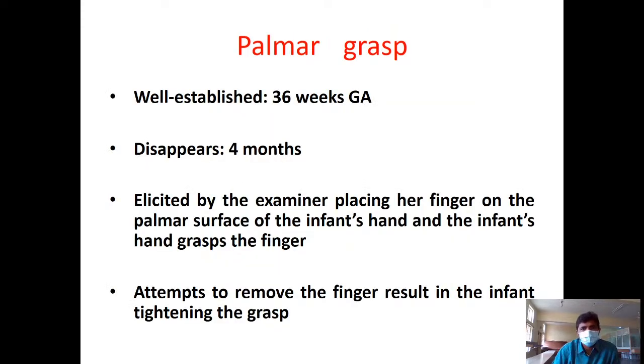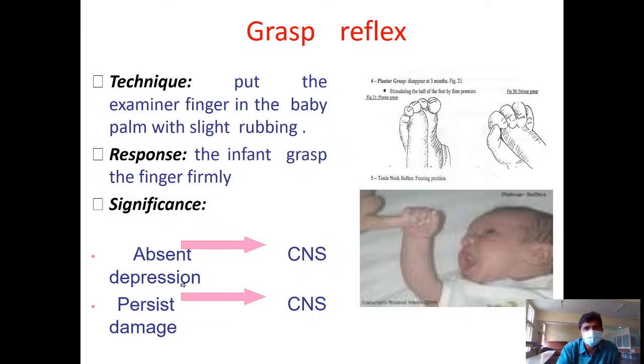Then coming to the palmar grasp, it is well established by 32 to 36 weeks of gestation and disappears by 4 months. It is elicited by the examiner placing a finger on the palmar surface of the infant's hand, and the infant's hand grasps the finger. So you need to press the palm of the infant by placing your finger, and the infant tries to grasp like this. So that is how you test the palmar grasp. Attempts to remove the finger result in tightening. As you try to remove the finger, the baby tries to catch hold, which increases the grip on the finger.